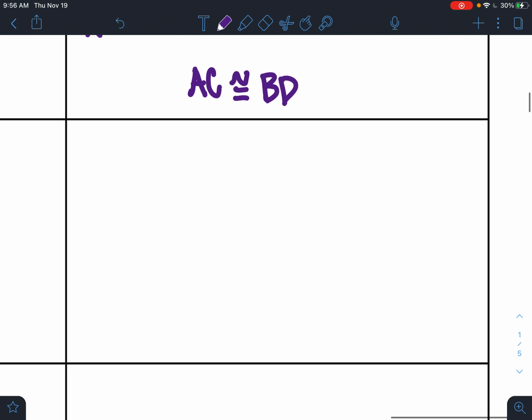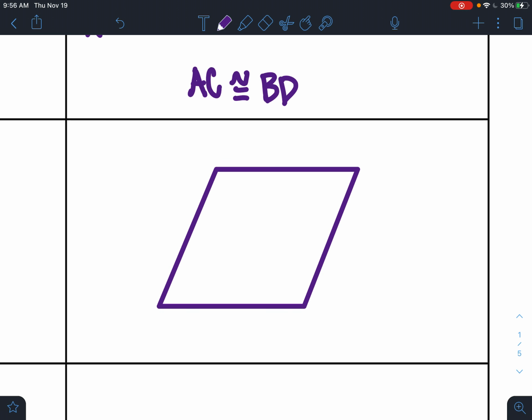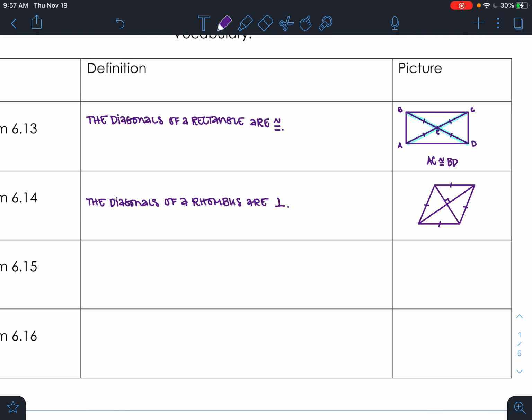Let's go ahead and draw a picture of that. I'm going to draw my rhombus and mark all those sides as congruent. Then we'll mark our diagonals in there, and what I know is that they're perpendicular, so I'm going to mark that as a right angle. So there we go with the diagonals of a rhombus.